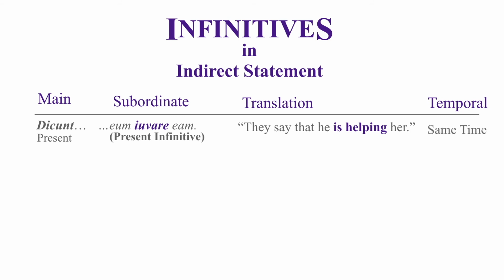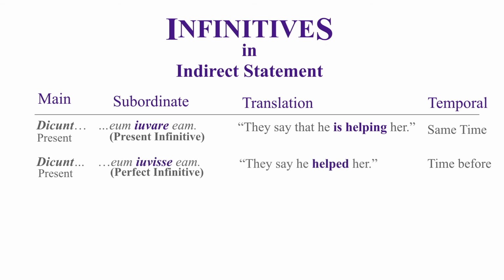Now, if we use the same verb dicunt for the main clause, and we want to indicate time before in the subordinate clause, we would choose the perfect infinitive iuvisse. Dicunt eum iuvisse eam. They say he helped her.